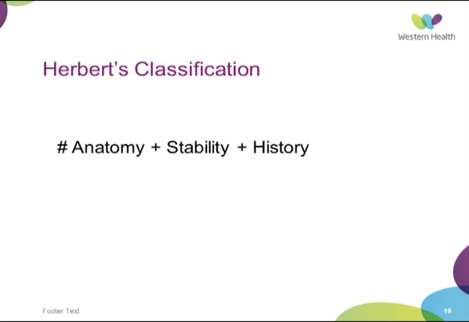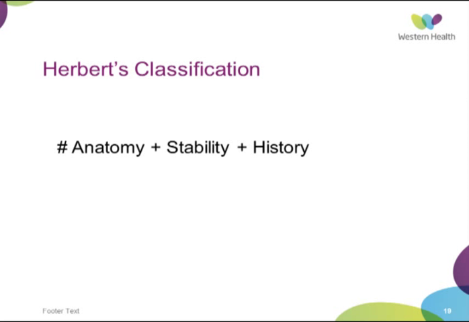I'll talk a bit about classification of scaphoid fractures. I'll use Herbert's classification, which I believe is the most commonly used. There are some other classification methods, but I won't mention them today. So with Herbert's classification, it takes into consideration fracture anatomy, fracture stability, and also the history of the fracture.